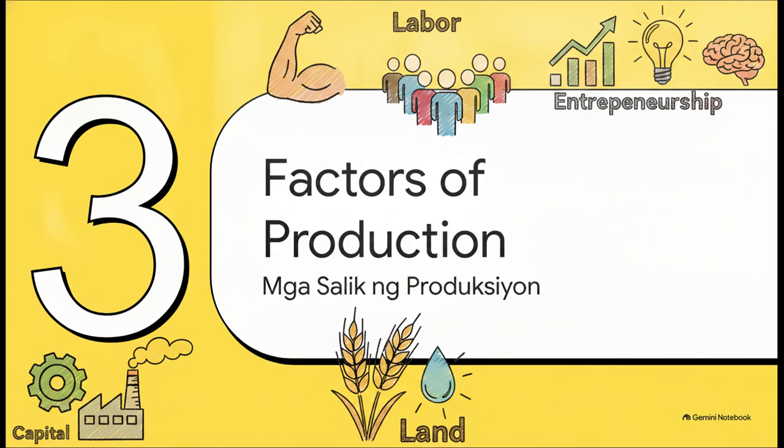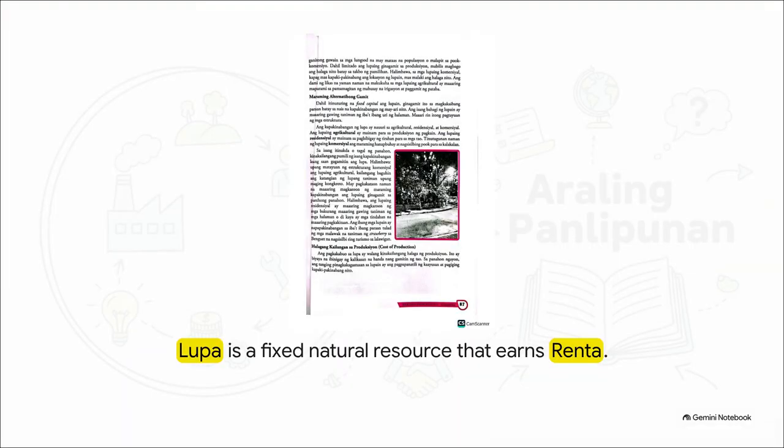What ingredients are actually required to make all of this happen? That brings us to Section 3, the factors of production, or mga salik ng produksyon. The word salik means factor or element, and there are 4 absolutely essential ingredients required to make any product in the world. Factor number 1 is lupa, which translates to land.